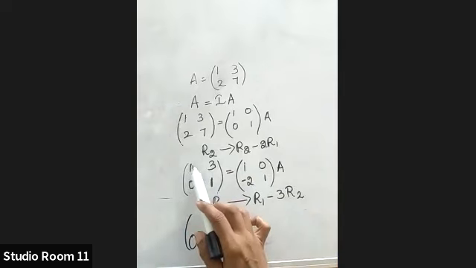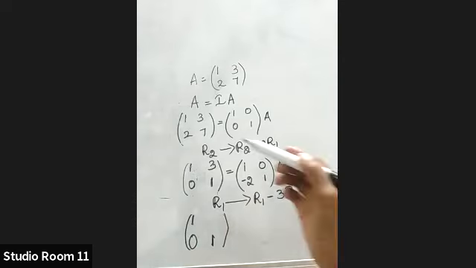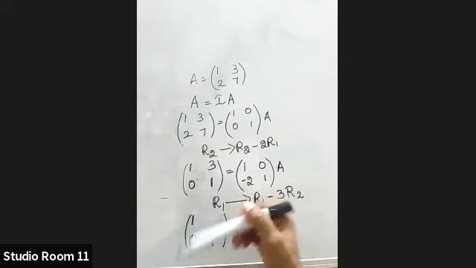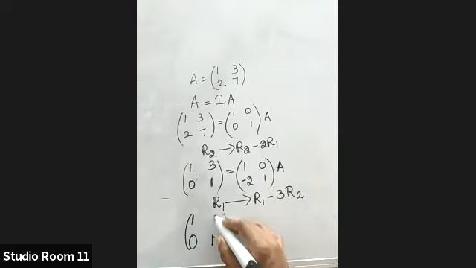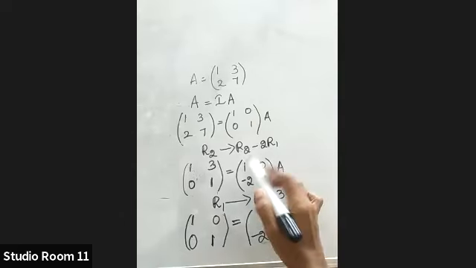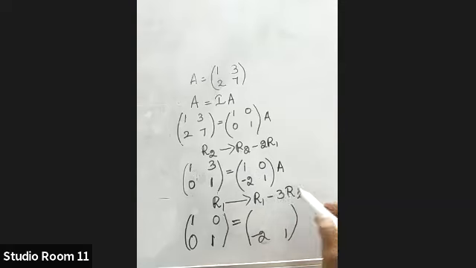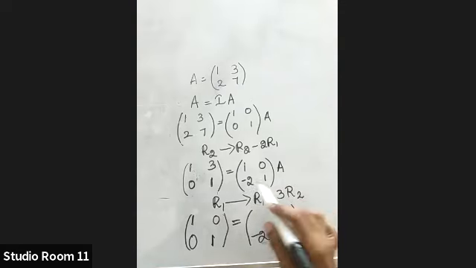R1 gets R1 minus 3 into R2. So R1 here it is 1. 1 minus 3 into 0. So 3 into 0 is 0. So it is 1. Then 3 minus 3 into 1. So 3 minus 3, it is 0. Here also the same changes to be done. So second row, no change. Change is happening in the first row. R1 gets R1 minus 3 into R2. 1 minus 3 into minus 2. 3 into minus 2. So minus into minus, it will become plus. 1 plus 6, it is 7.